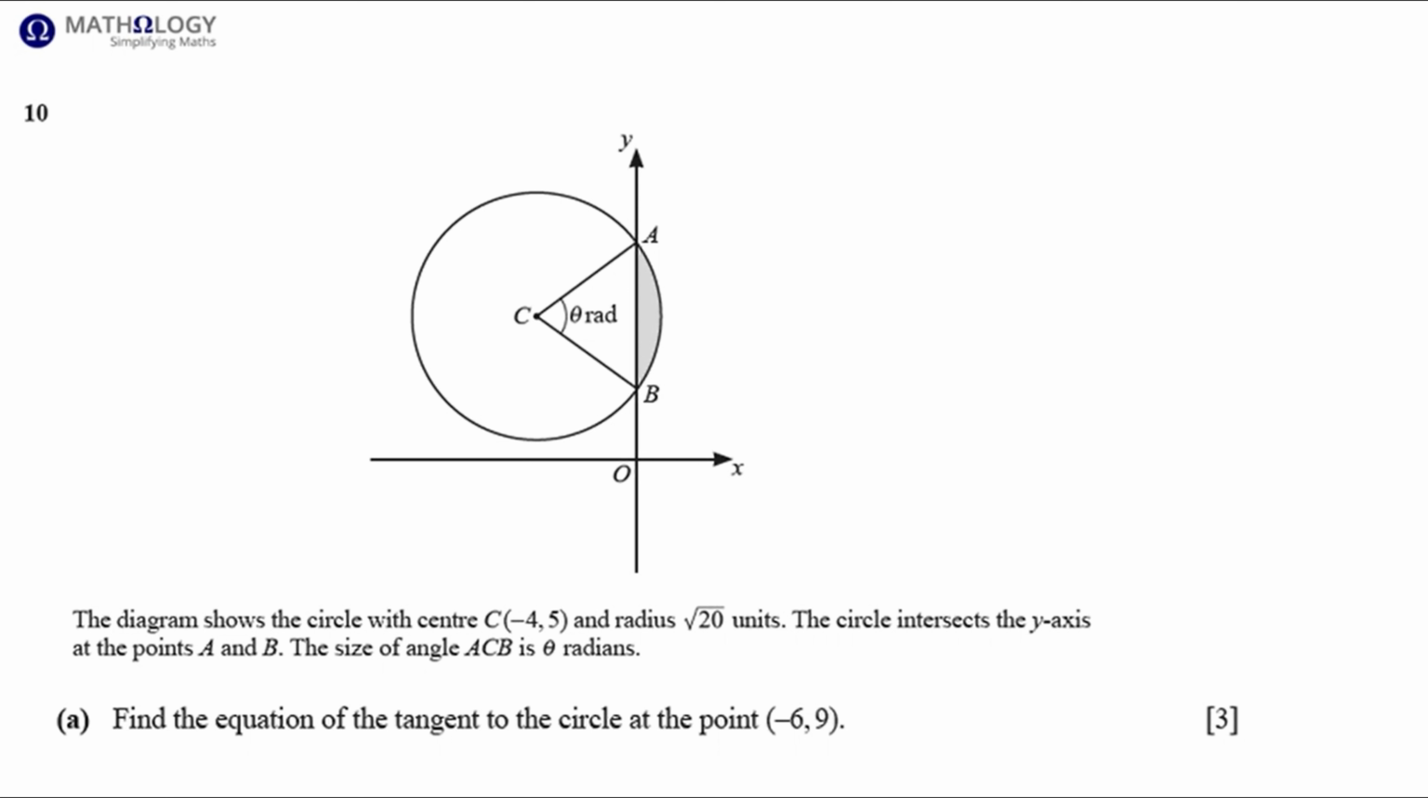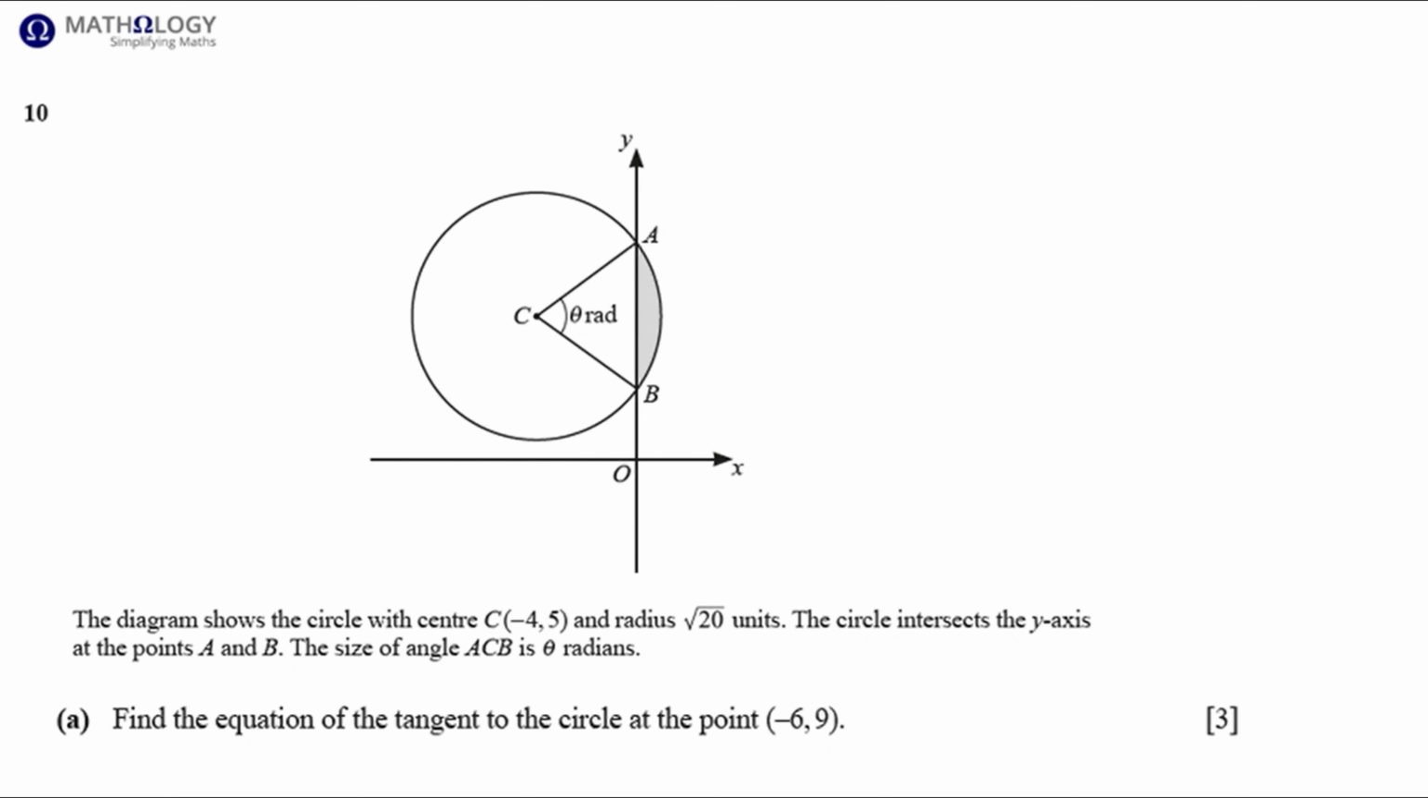Question 10. The diagram shows the circle with center C (minus 4, 5) and radius root 20 units. The circle intersects the y-axis at the points A and B, and the size of angle ACB is theta radians. We're required to find the equation of the tangent to the circle at the point (minus 6, 9).